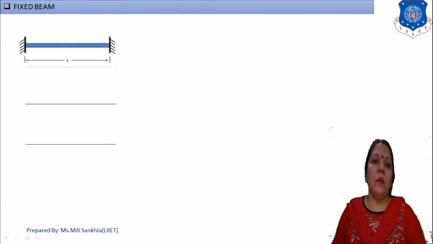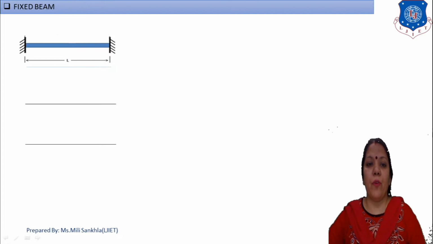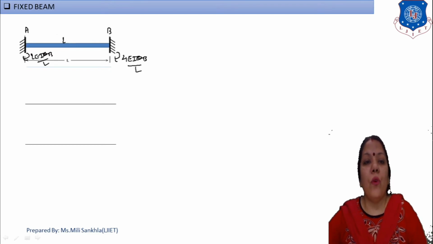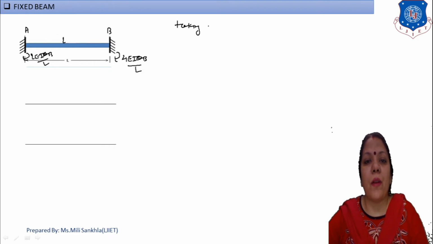Now in this derivation we find the two values at points A and B for rotation of a fixed beam, and from this value of moment we find the support reactions. This is our point A, this is our point B, and the moment at B we get as 4EI theta B by L, and at A we get 2EI theta B by L, over the distance L.